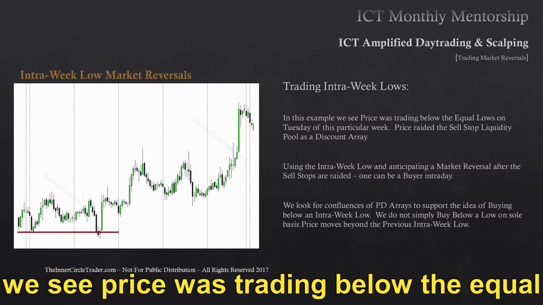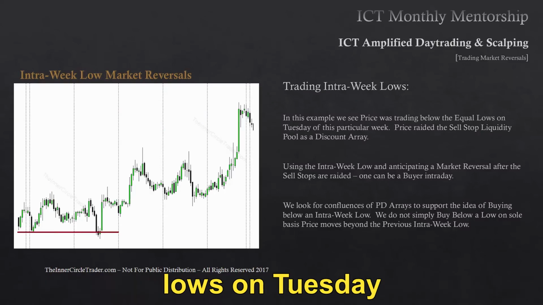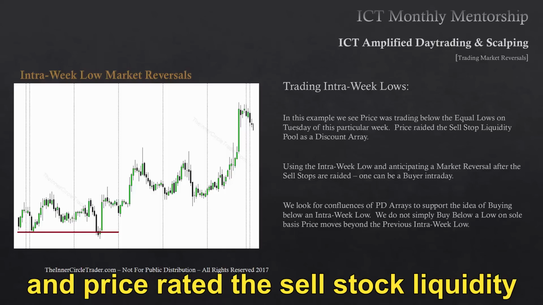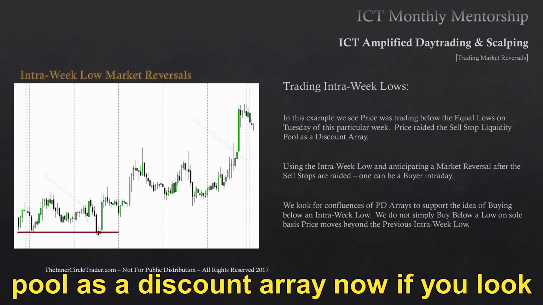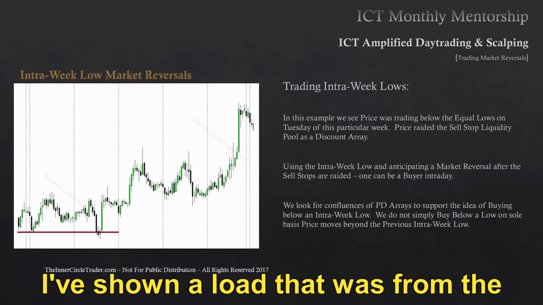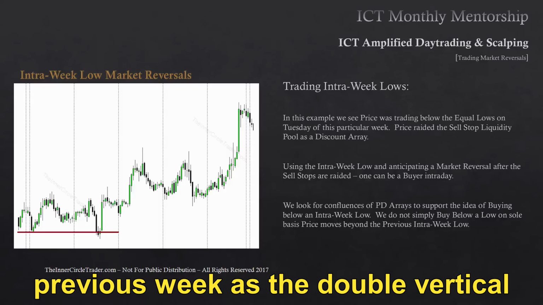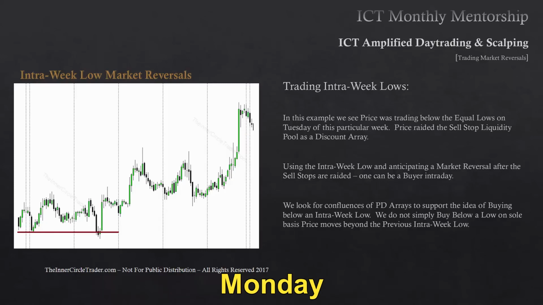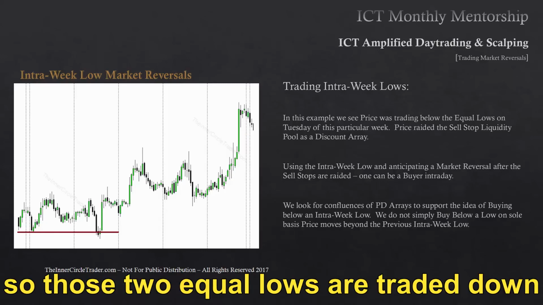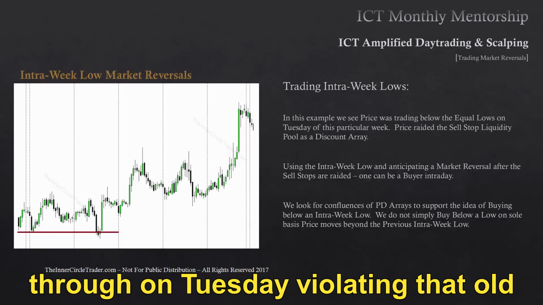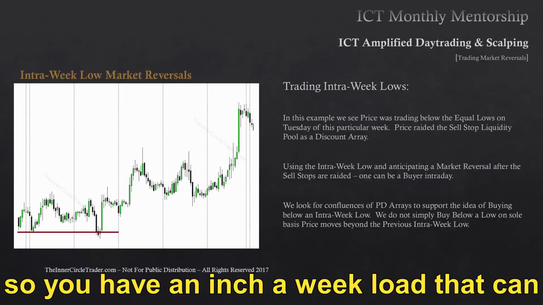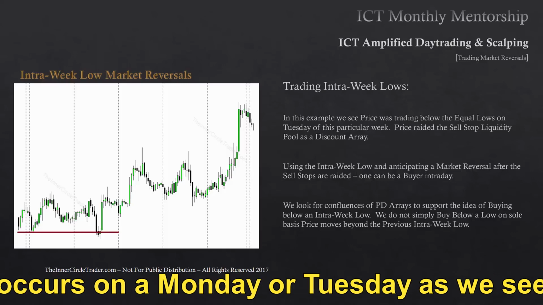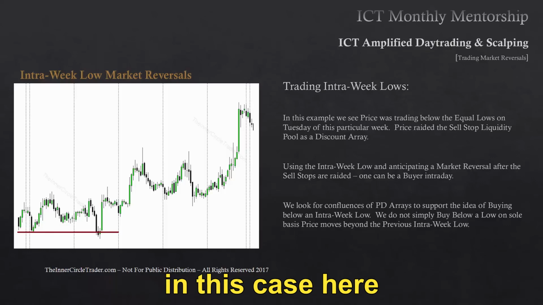Trading intra-week lows. Now, in this example, we see price was trading below the equal lows on Tuesday of this particular week, and price raided the sell stop liquidity pool as a discount array. Now, if you look, I've shown a low that was from the previous week as the double vertical lines. That's a Sunday. You have equal lows on the previous Friday and on Monday. So those two equal lows are traded down through on Tuesday, violating that old low. So you have an intra-week low that can be blended in with the previous week's range as well, especially if the reversal occurs on a Monday or Tuesday, as we see in this case here.